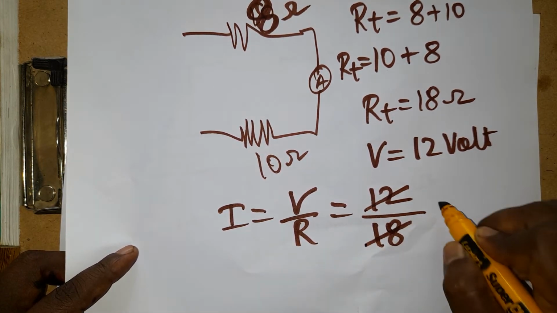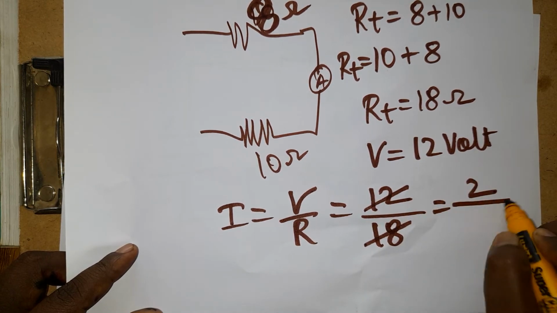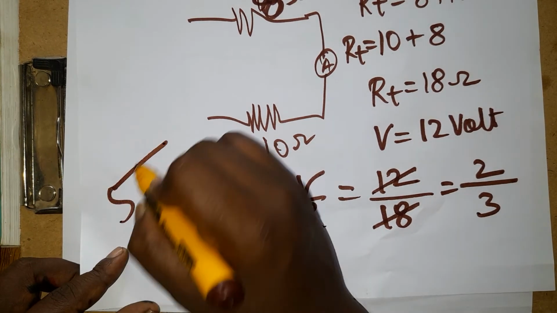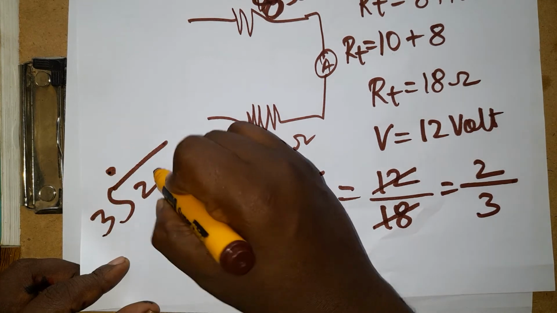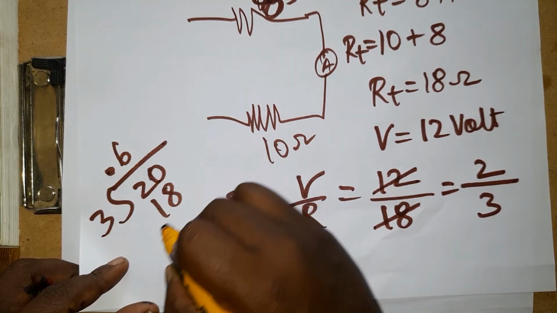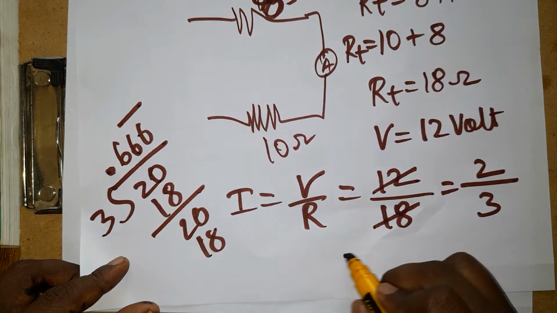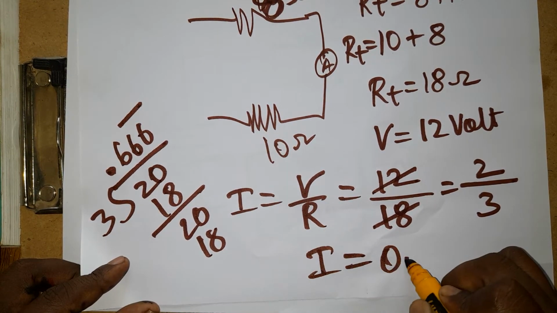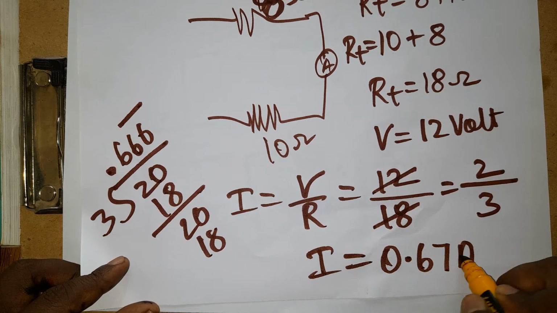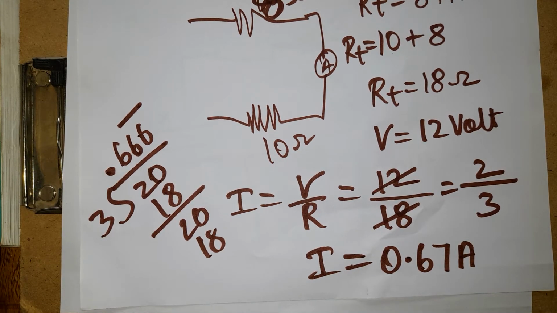3 sixes are 18, so 2 by 3. 18 will be 6 times, again 2 will get 0, and 6 repeats. So you can write I as 0.67 ampere.